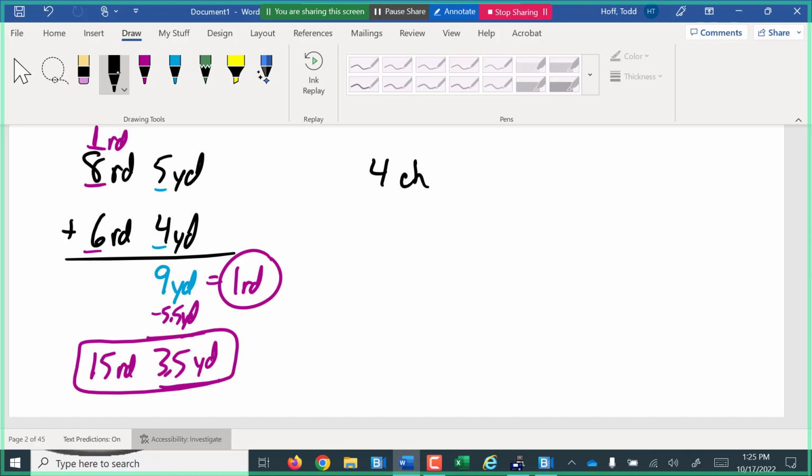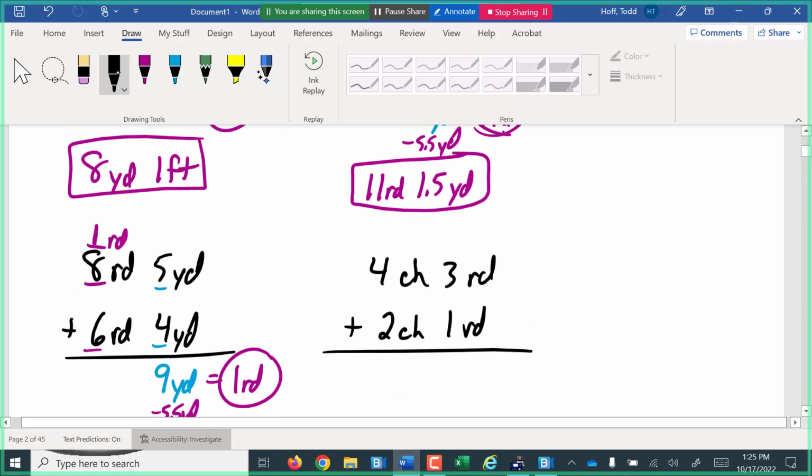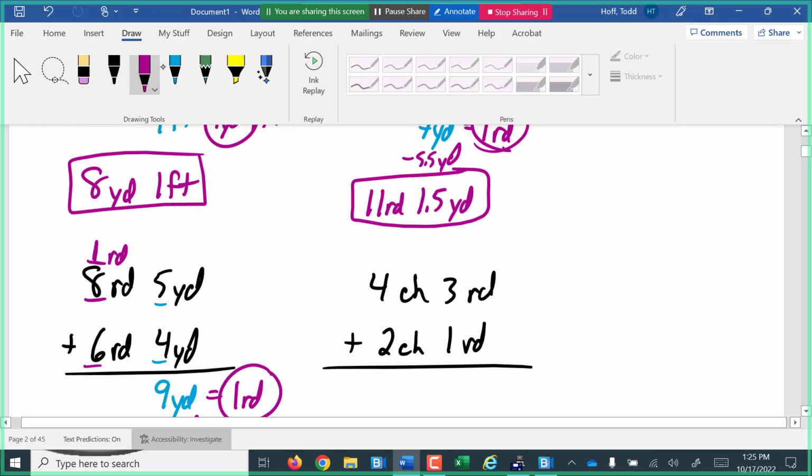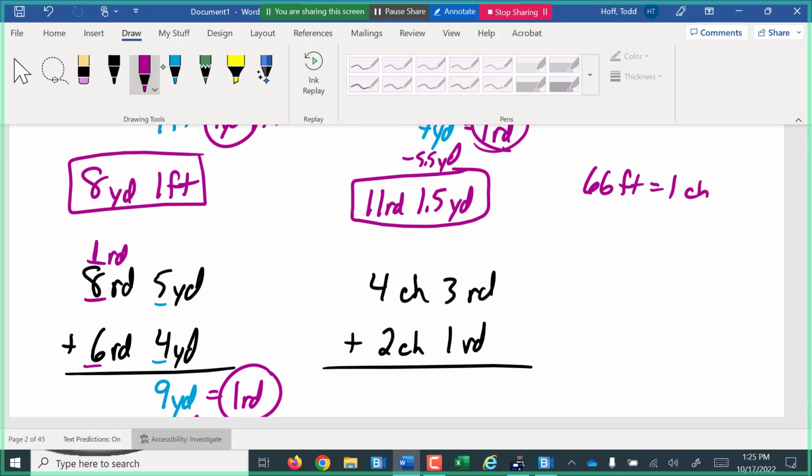4 chains and 3 rods plus 2 chains and 1 rod. Now, you look at this and you think, well, we don't know how many rods are in a chain, but you guys had it up here. You had 66 feet in 1 chain. Well, if 1 chain is 66 feet, we can convert 66 feet because we know that 1 rod is 16.5 feet.